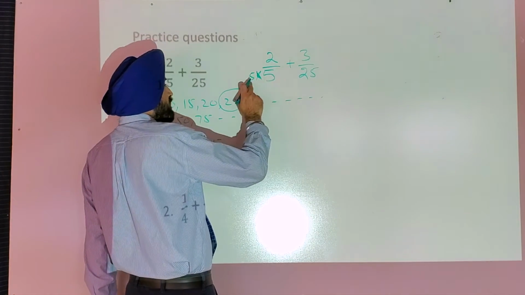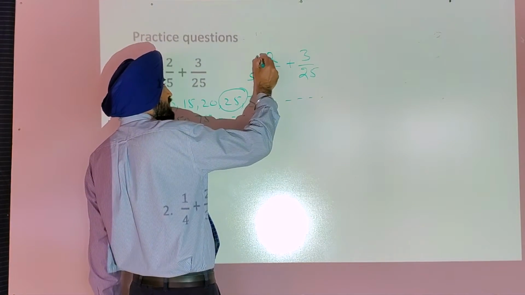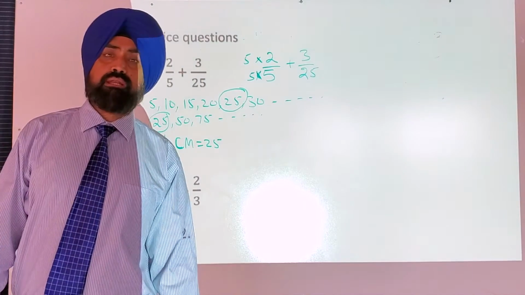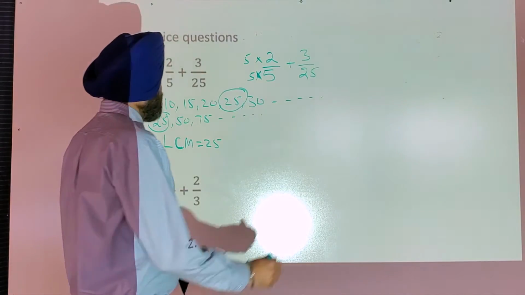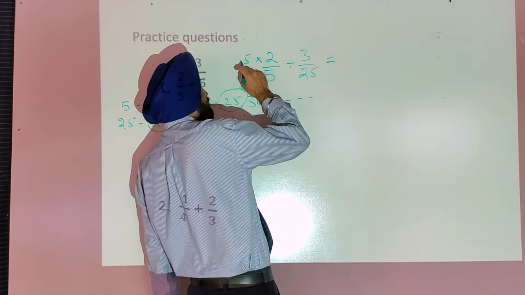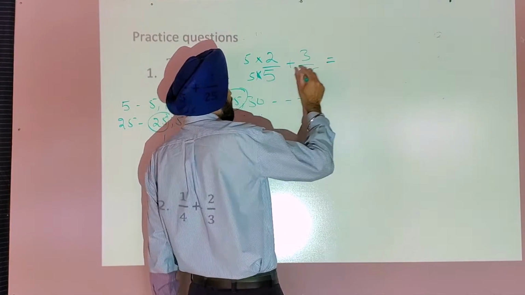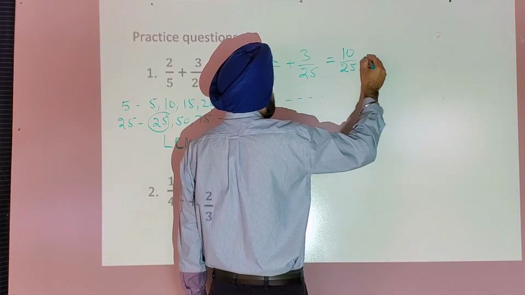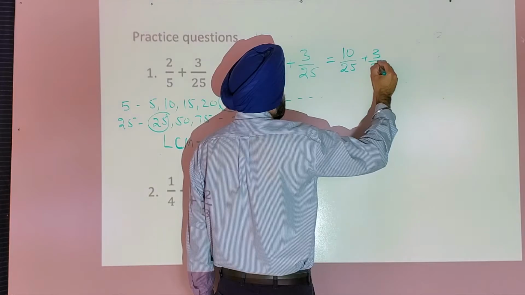Whatever you do with the denominator, do the same thing at the top with the numerator. So multiply both numerator and denominator by 5. That way 5 times 2 is 10 and 5 times 5 is 25. So it will be 10 over 25 plus 3 over 25.